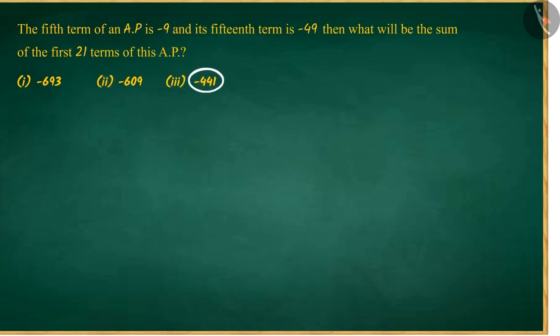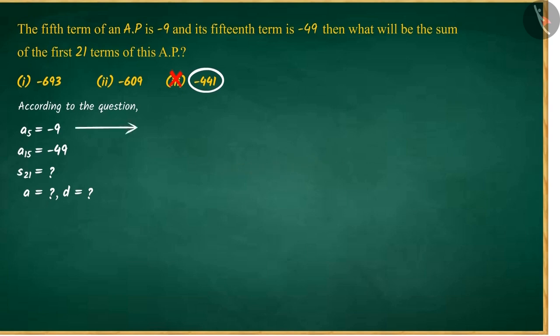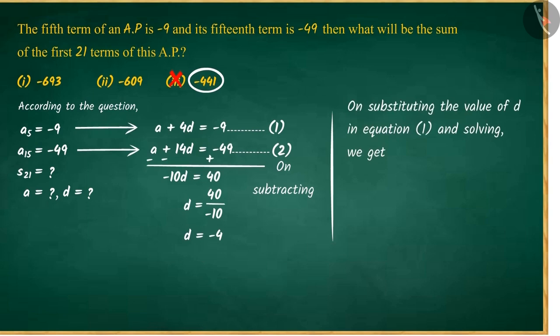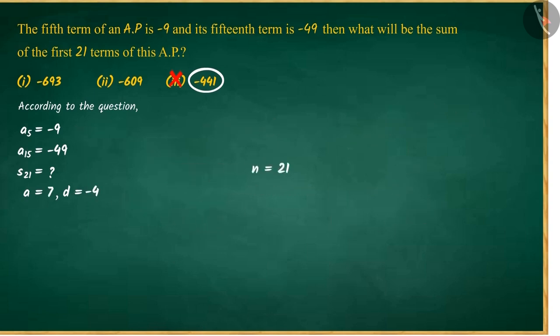If you have selected option 3, it is also a good attempt, but it is the wrong answer. Let's see how. You found the correct values and selected this formula to find the sum. When substituting the value in this formula, instead of an, you solve the equation with the value of a15.